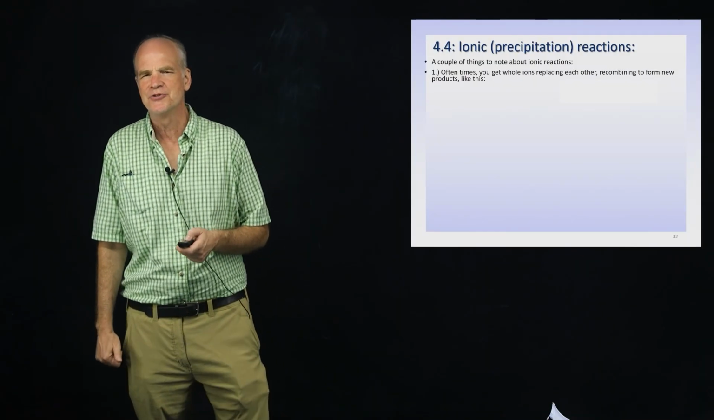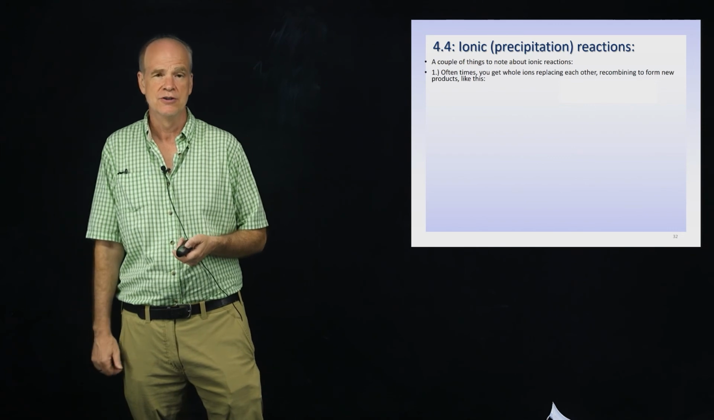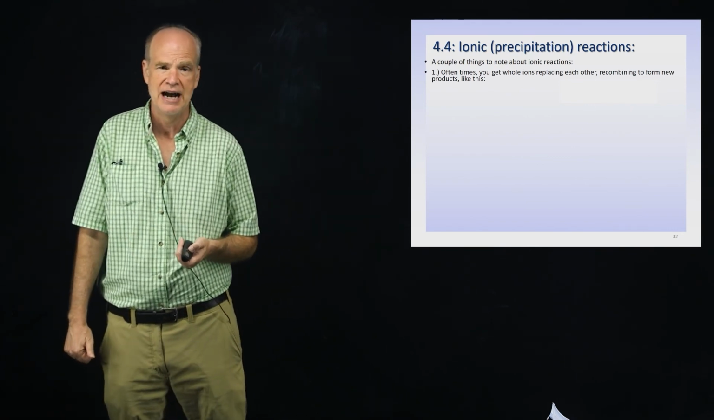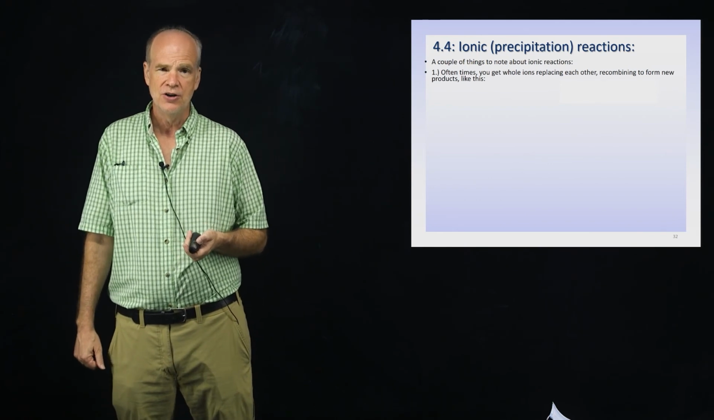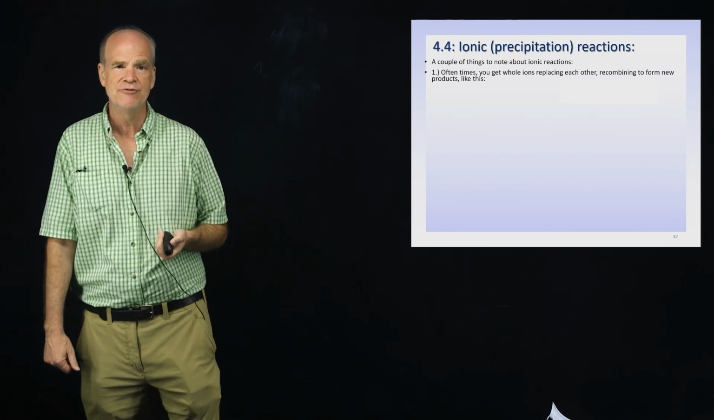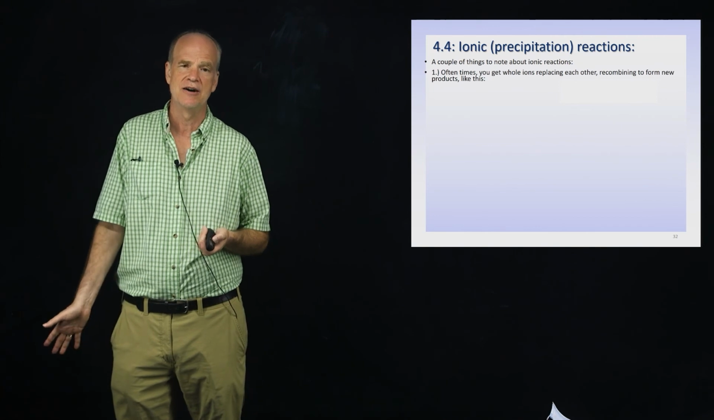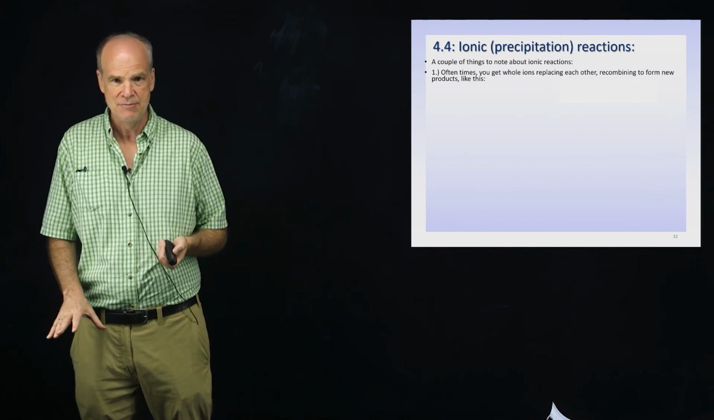Hey, welcome back to chemistry, and we are continuing on with chapter 4. I want to go over a class of reactions called ionic reactions, and they are in section 4.4 of your book. Your book calls them precipitation reactions, and what they say for precipitation reactions pretty much applies for what I'm going to be talking about, which is ionic reactions. For the most part, they are generally the same.